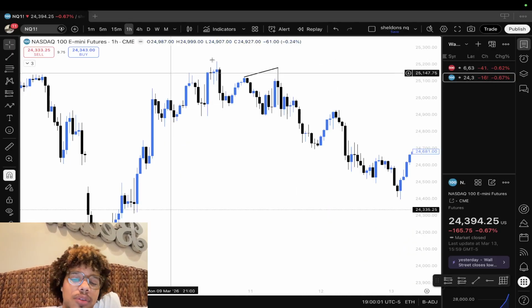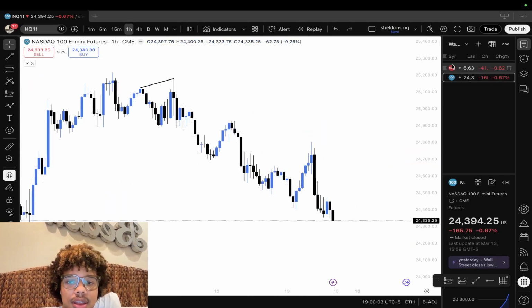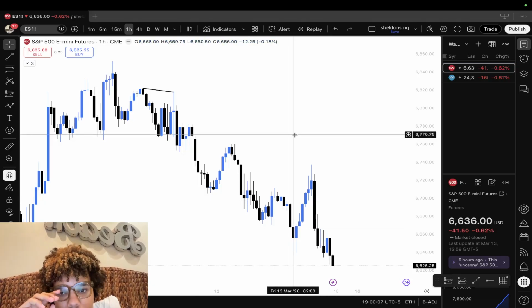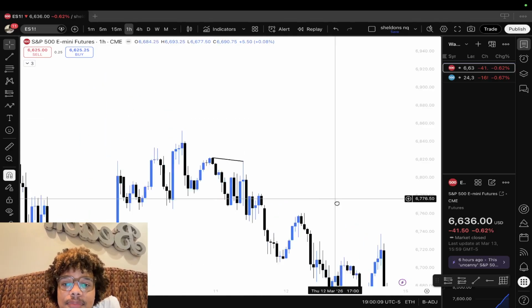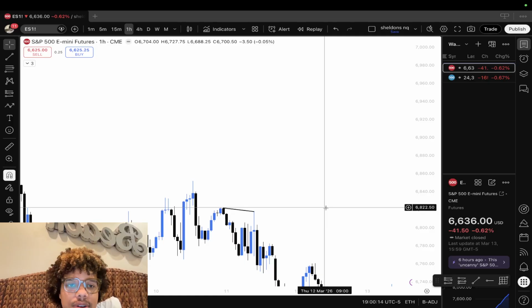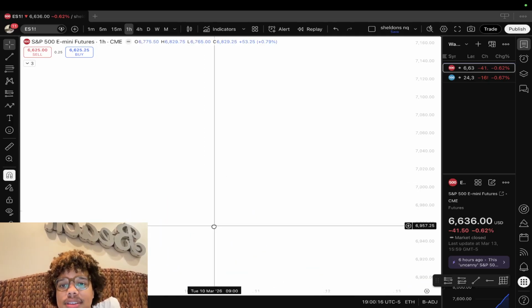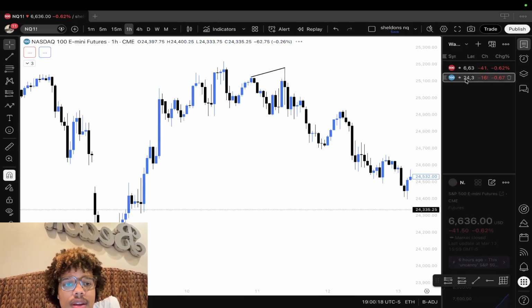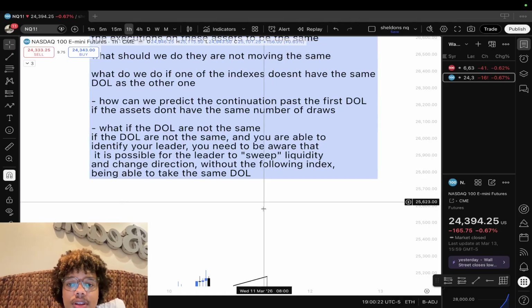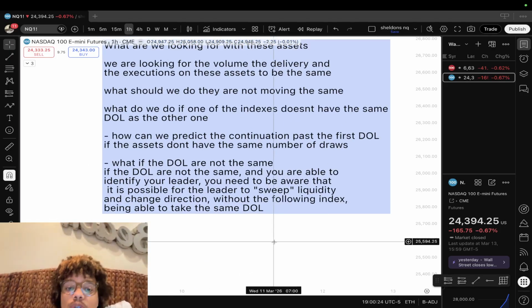So if we swept out these highs and then started pushing down, and ES didn't sweep out these highs, we still pushed down, right? We will still have the exact same results and effects as long as these assets are still continuing to be correlated. I hope that makes sense. I hope I'm not confusing you with that. But yeah, that is basically everything that I have for correlated assets.